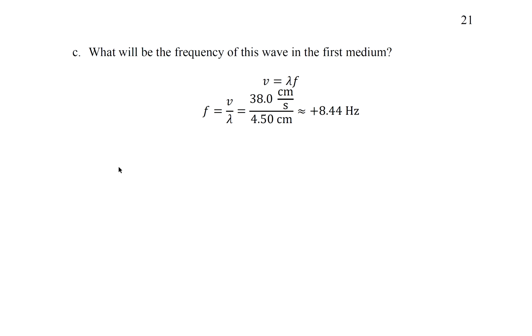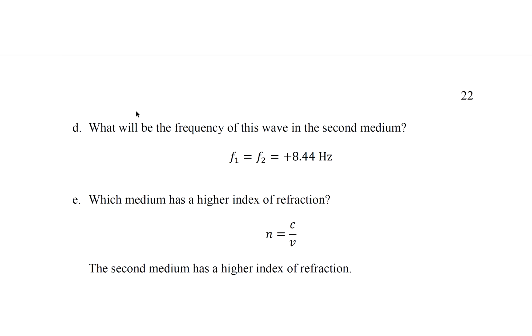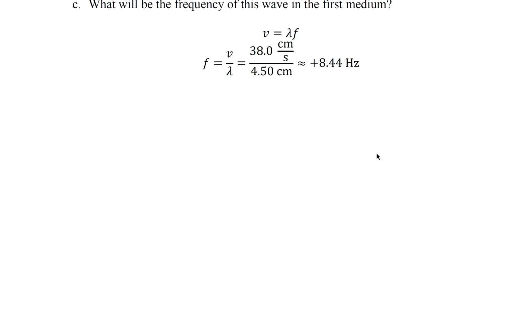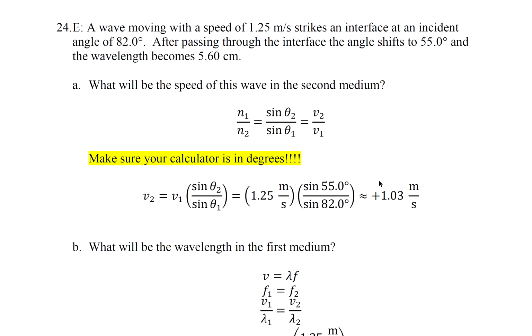Part C, what will be the frequency of this wave in the first medium? So v equals lambda f, solve for f. Part D, what will be the frequency of this wave in the second medium? Well, they're both equal to each other. F1 equals F2. Memorize that property. Part E, which medium has a higher index of refraction? So n equals c over v, the second medium has a higher index of refraction.